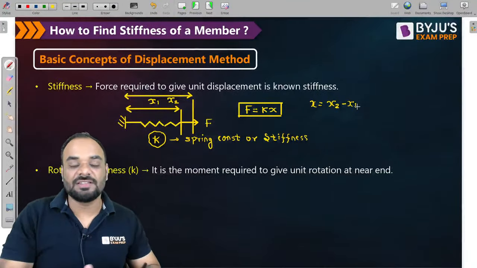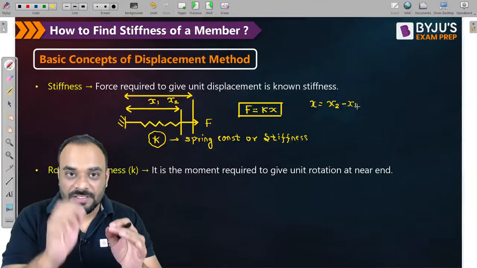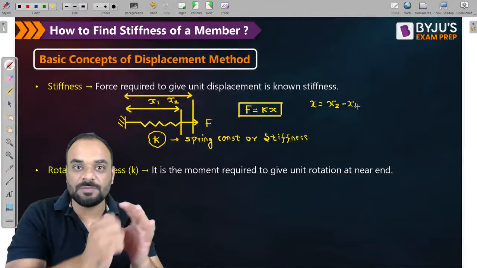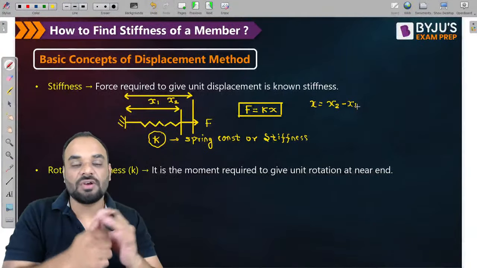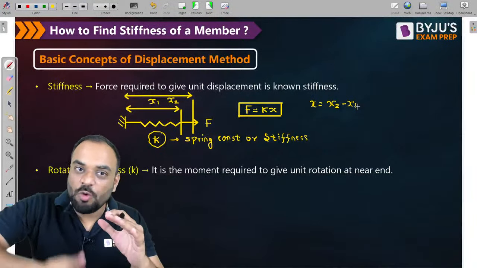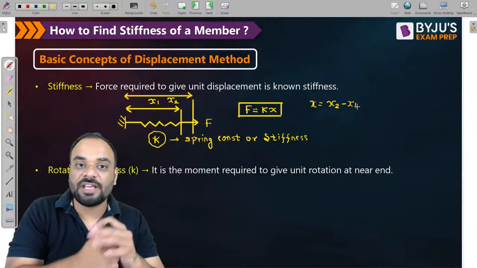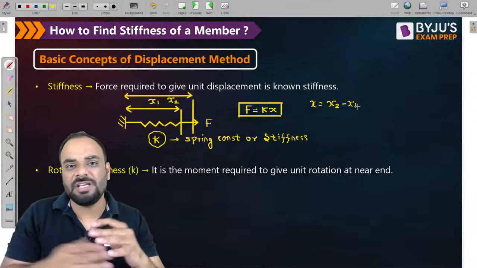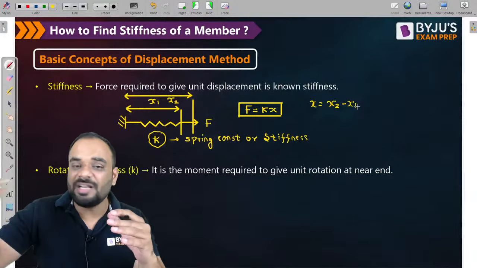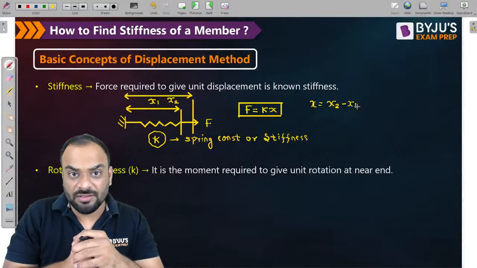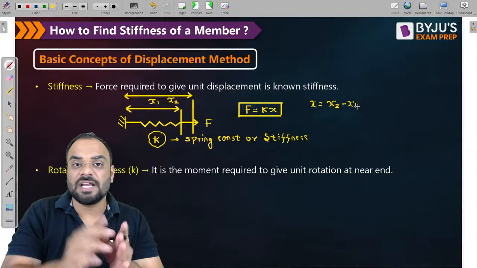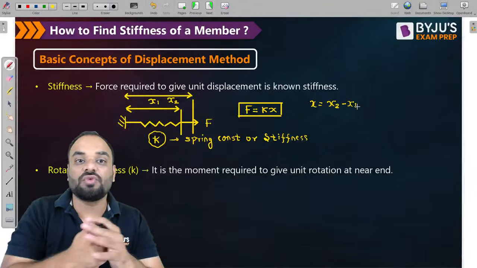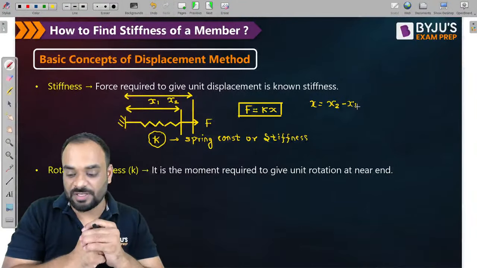So what is the meaning of stiffness, sir? It is the force applied to give unit displacement, known as the stiffness of the spring. That means how much force I have to apply so that I can extend the spring by 1 unit. Now this 1 unit can be in terms of meter, centimeter, or any dimension of length, right? But guys, we need to understand that if by 1 unit I need to displace the spring, then how much force I have to apply, that is called the stiffness of the spring, right?